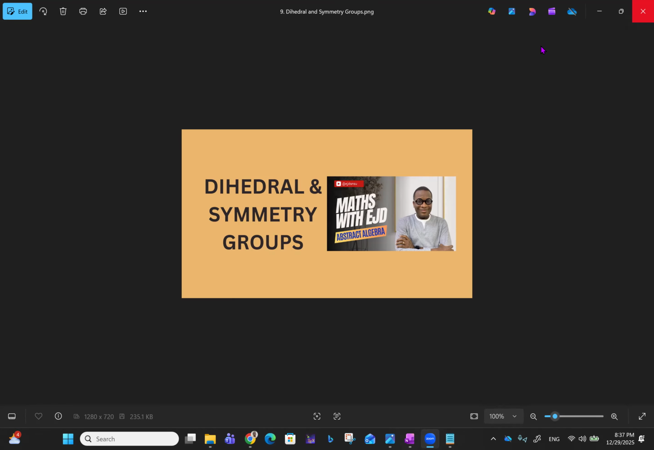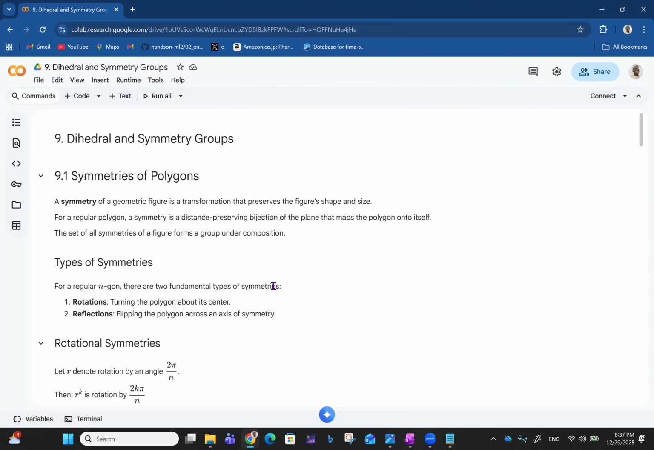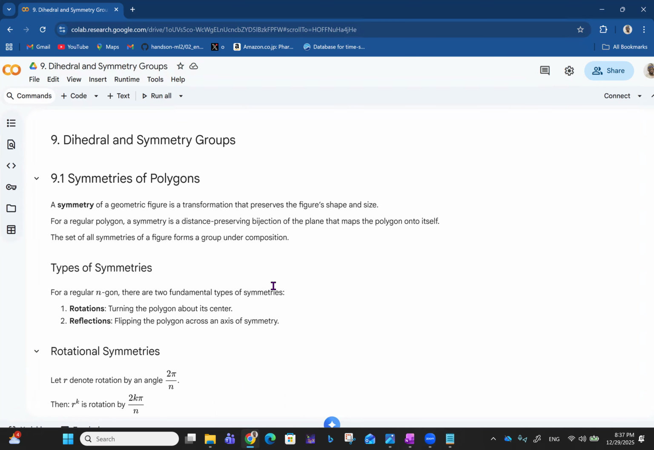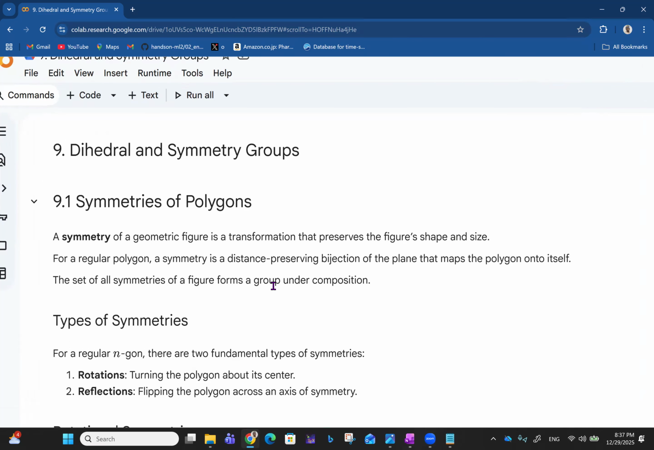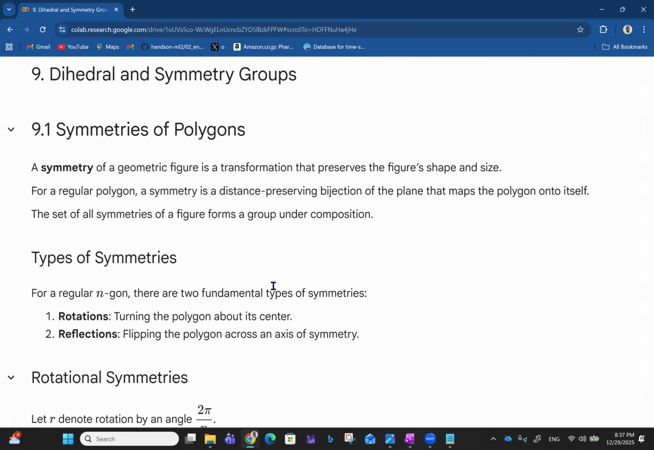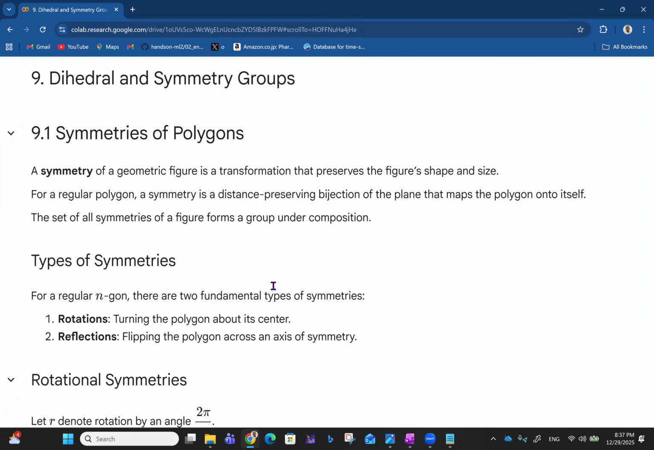That is, if there are four elements in a set, the order of its symmetry group, which is a collection of all its possible permutations, would be 4 factorial, which is 24. So in that light, I'm still talking about permutation and symmetry groups. In this video, rather, I'm talking about dihedral and symmetry groups. Dihedral and symmetry groups is what we focus on here.